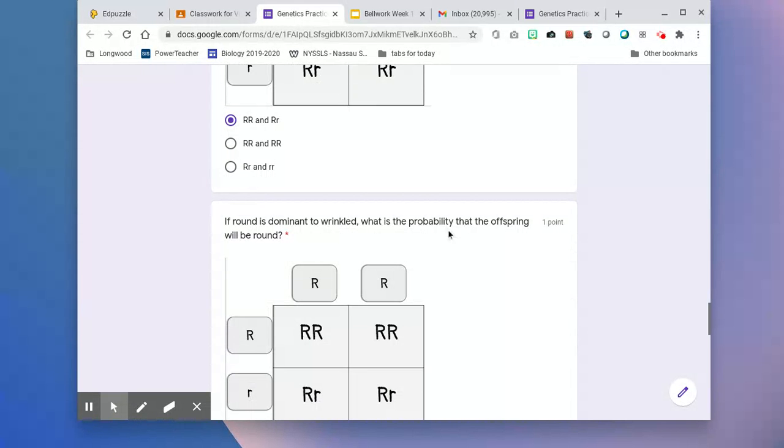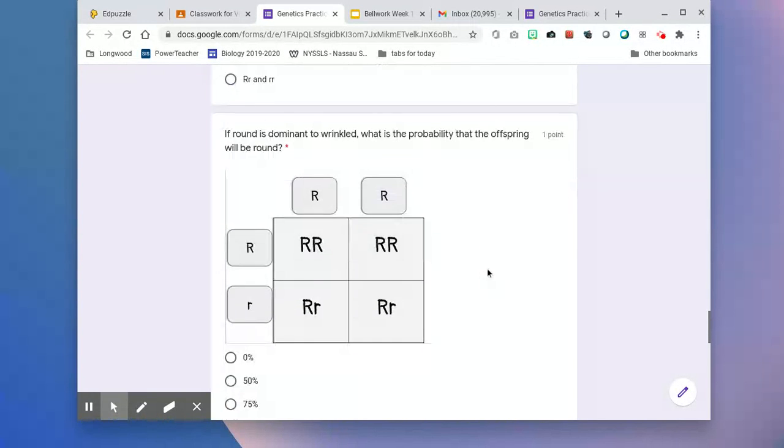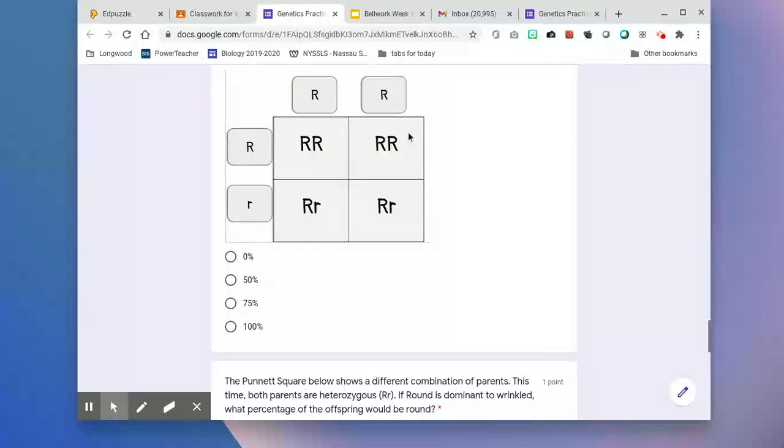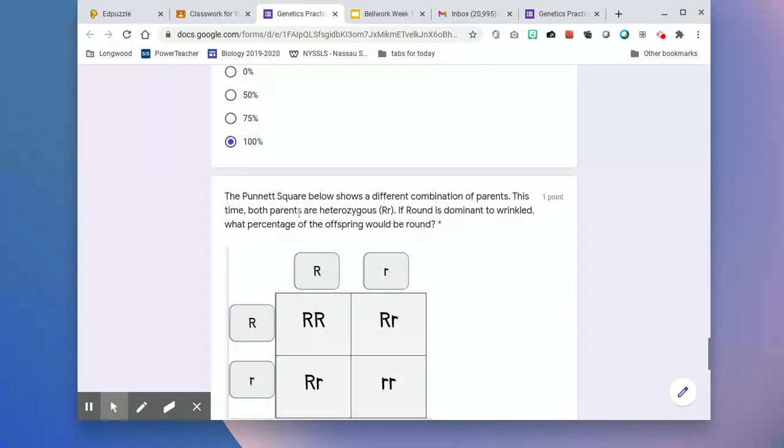If round is dominant to wrinkled, what is the probability that the offspring will be round? Let's look here. Well, I have offspring in here. This one's going to be round. This one's going to be round. This one's going to be round. This one's going to be round because they all have at least one dominant. 25, 50, 75, 100%.